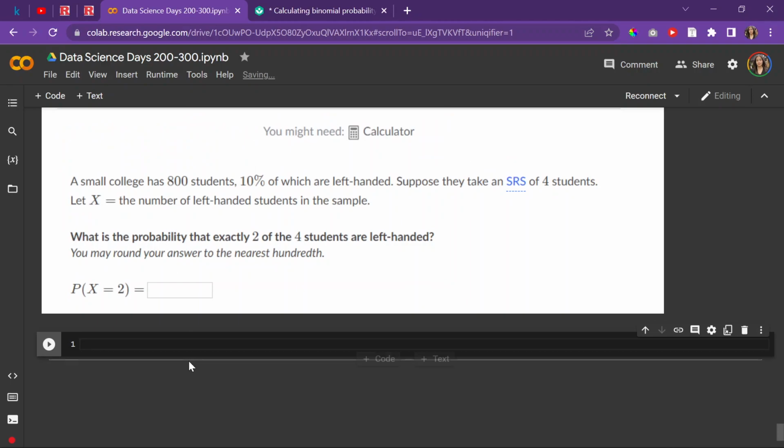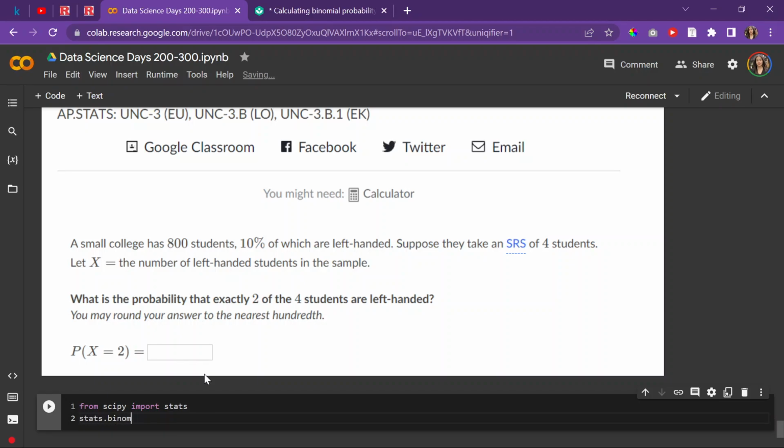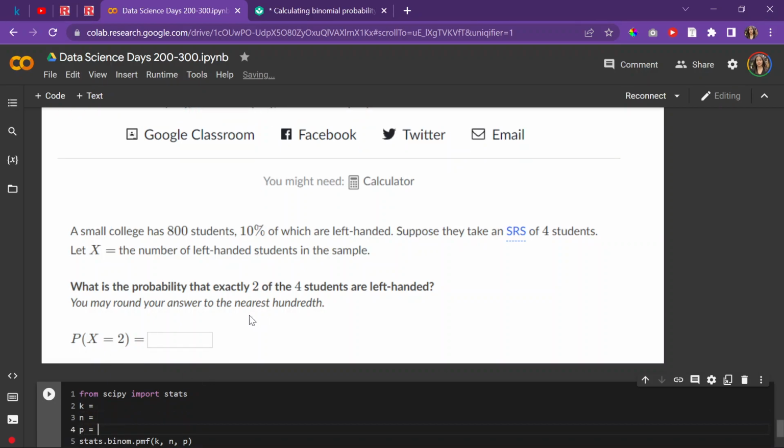I'm going to first write the code and then I'll explain, and then we can read the problem and explain everything. So from SciPy, import stats.binom.pmf, and then k and p, and then I'll define the variables k, n, and p.